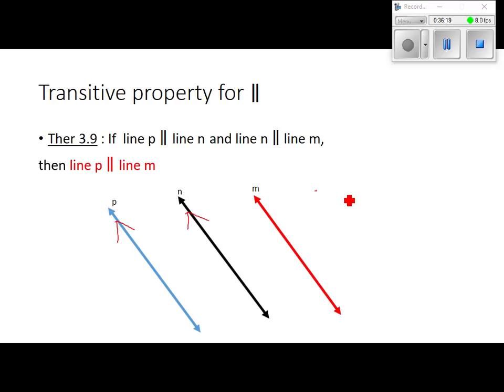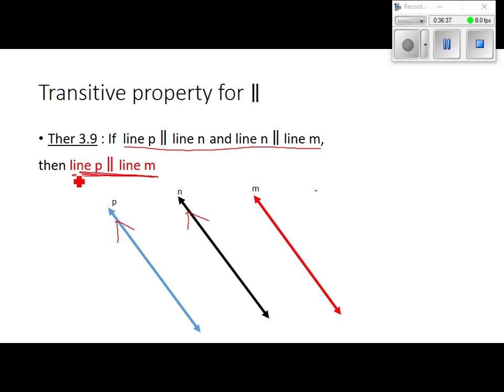What's our hypothesis in this? Which part's the hypothesis? It's all of that right there, right? What's the conclusion that we can draw from all that? Then line P, that right there, line P has to be parallel to line N.